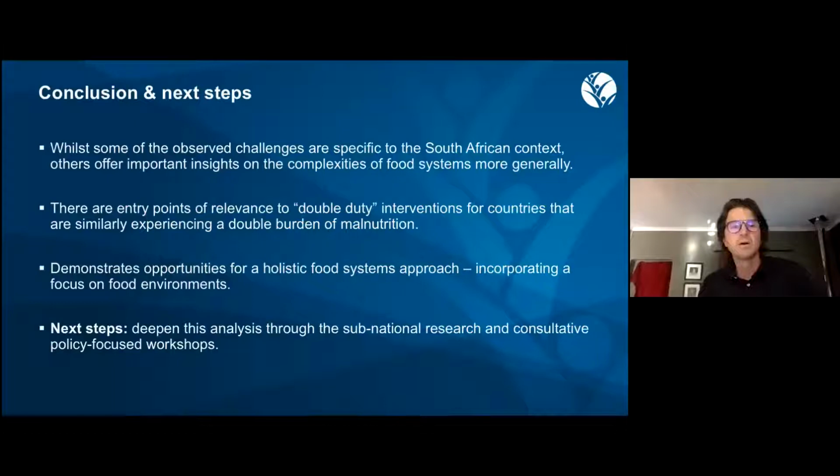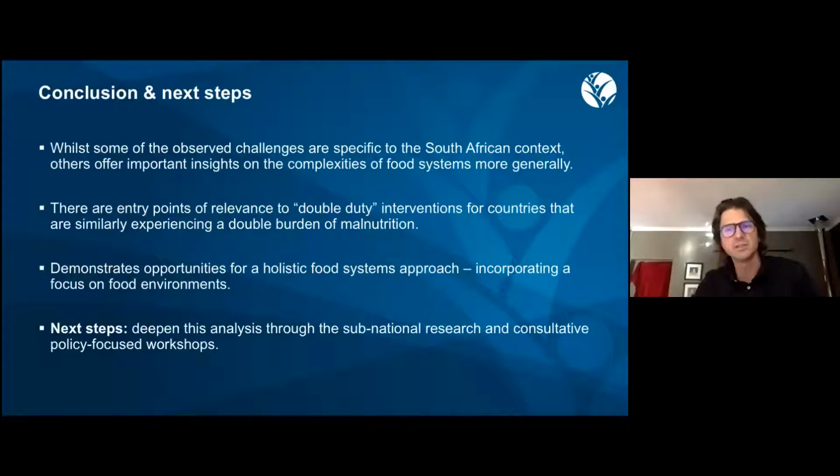Our next stage is to go into the field in terms of working with provincial officials. And so over the next 6 months, COVID-19 permitting, through a virtual platform, we'll be interacting with a number of provincial officials in terms of understanding the challenges they face.